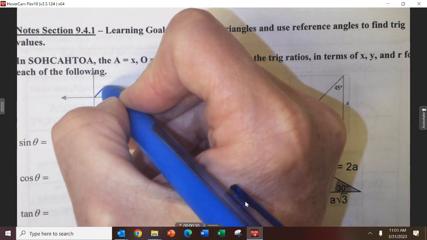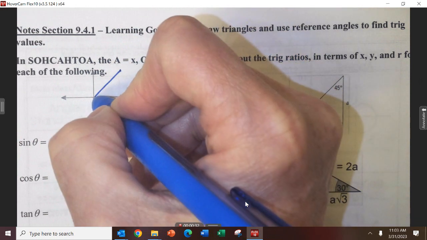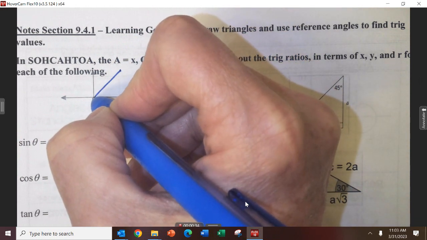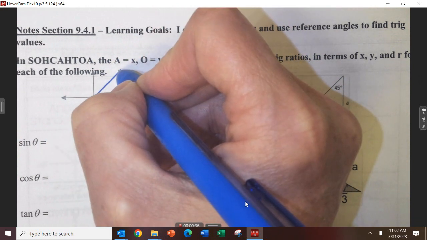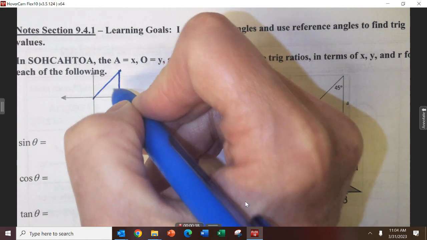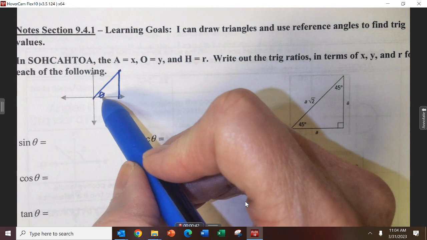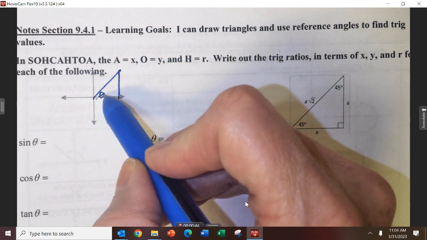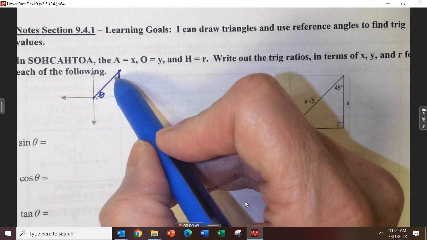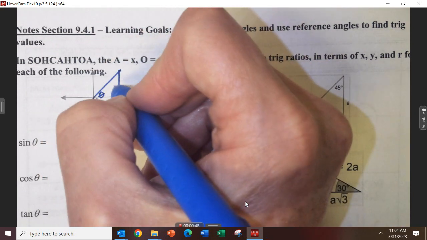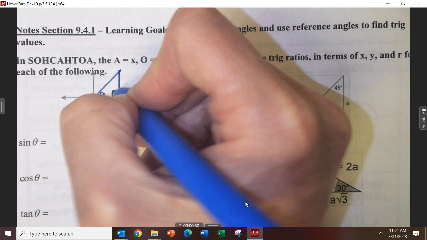So if I draw a picture of a triangle, I always go from the origin out to a point, and we always drop to the x-axis. This would be our angle theta. The angle theta always has to go right by the origin, always. We'll never use that angle. This angle is always a right angle here.